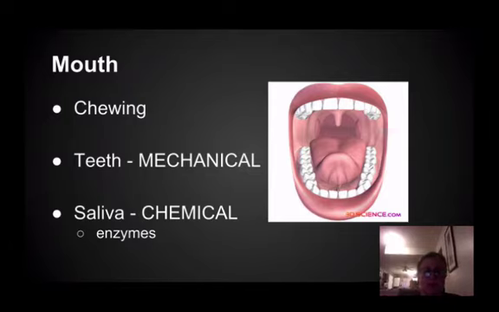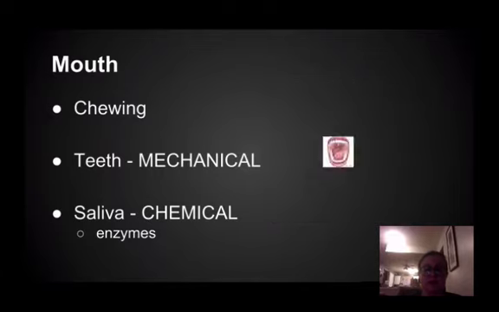There's 2 kinds of digestion that happen in the mouth. There's mechanical digestion that happens from the teeth. Remember, that is the physical breaking down of food. And there's also chemical digestion that happens in the mouth during chewing. And this is because saliva contains special chemicals called enzymes that help break down big molecules into smaller molecules.